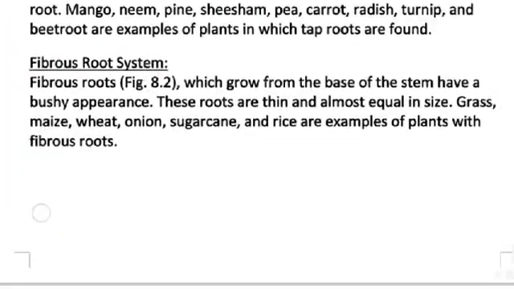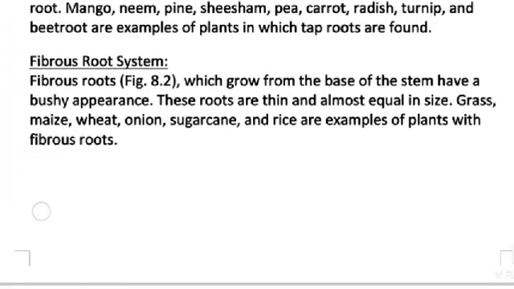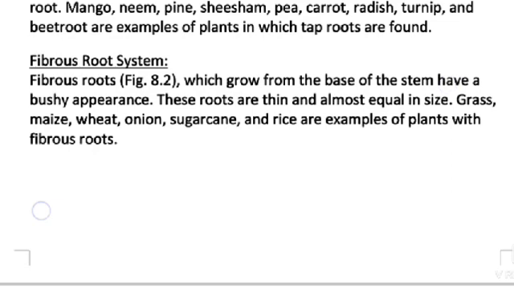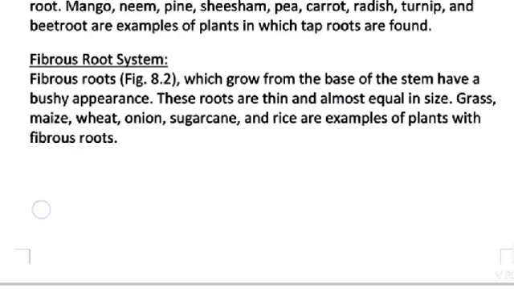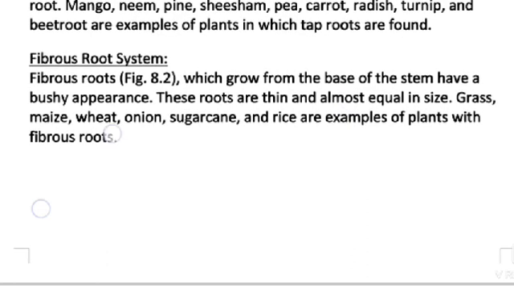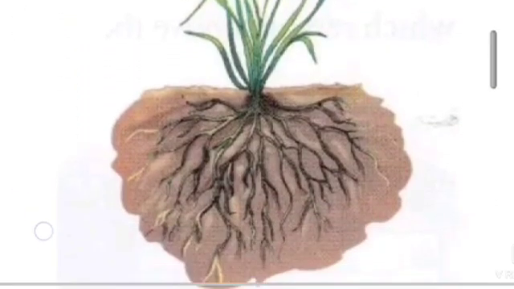Fibrous root system. Fibrous roots, which grow from the base of the stem, have a bushy appearance. The roots are thin and almost equal in size. Grass, maize, wheat, onion, sugarcane and rice are examples of plants with fibrous roots, all monocotyledons. See the picture?